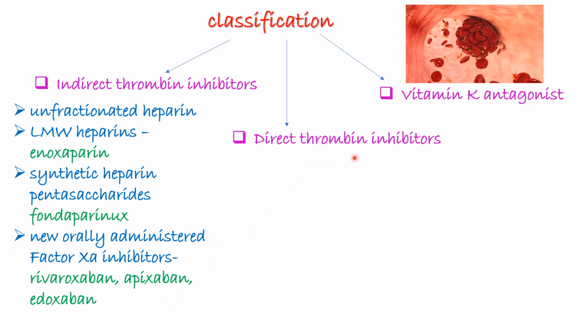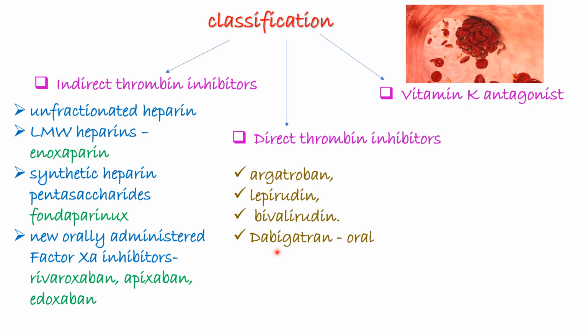So the direct thrombin inhibitors include argatroban, lepirudin, bivalirudin, and then dabigatran. So the first three of the medications, these are IV medications, whereas the last is the oral medication. Vitamin K antagonist, as I said before, this inhibits vitamin K dependent clotting factors, and they include warfarin.